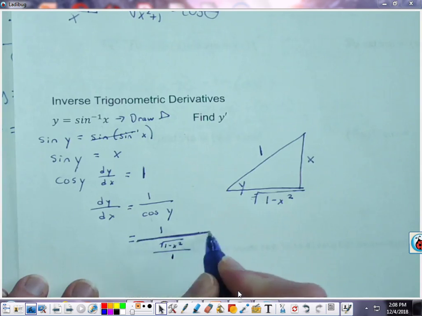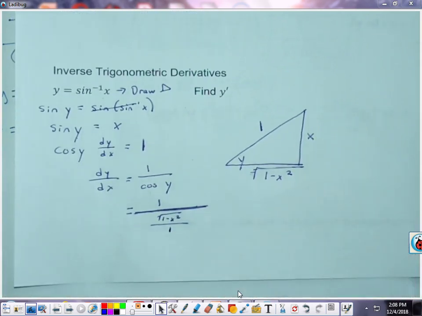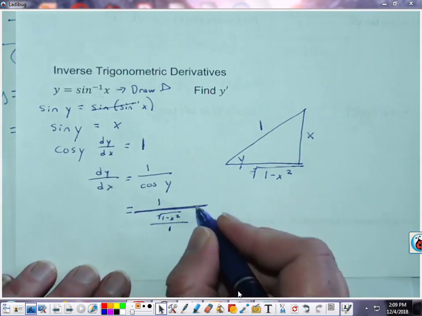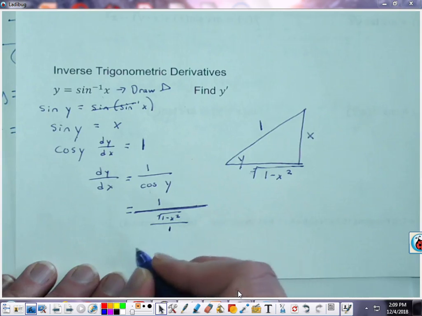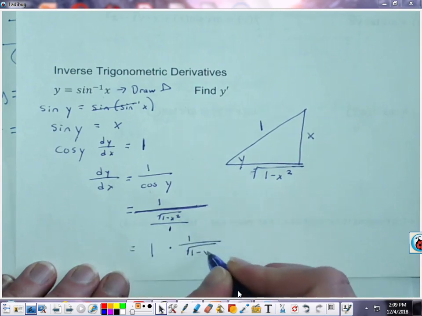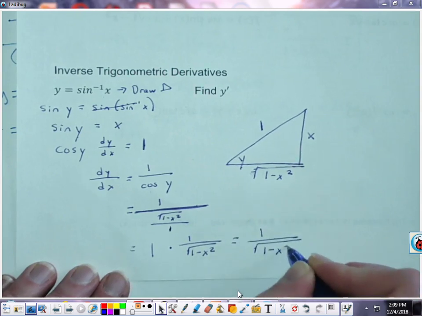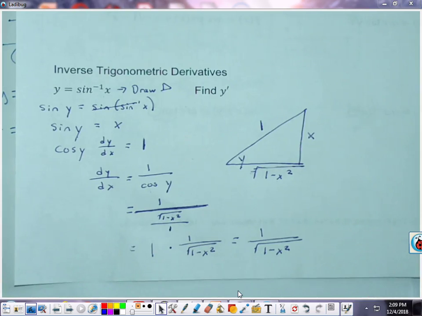I think I could have used a reciprocal function. It would have been prettier. I could have just said, what's the reciprocal of cosine y, and flipped it to start with. But it's 1 divided by that, so it would be 1 times the reciprocal. So it is 1 over the square root of 1 minus x squared. So now, whenever you want the derivative of the inverse sine of x, it's just 1 over the square root of 1 minus x squared.